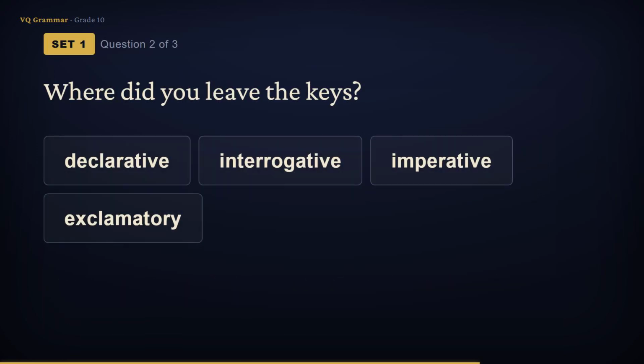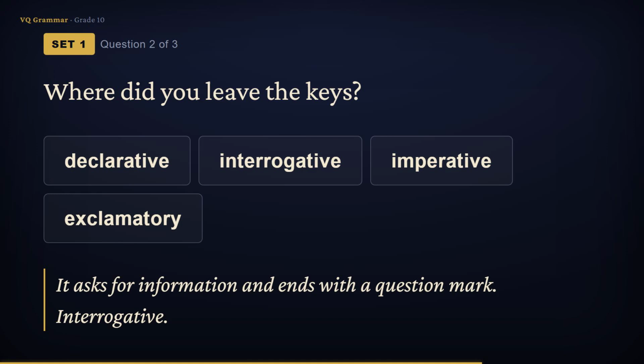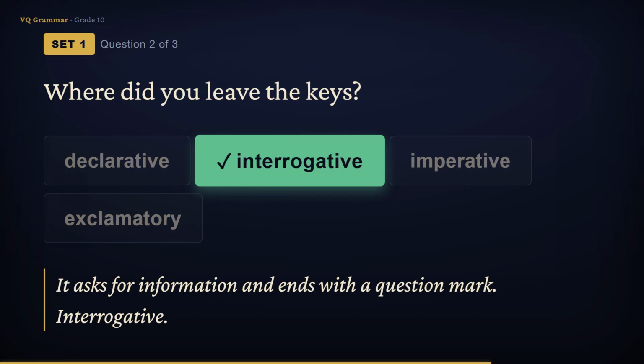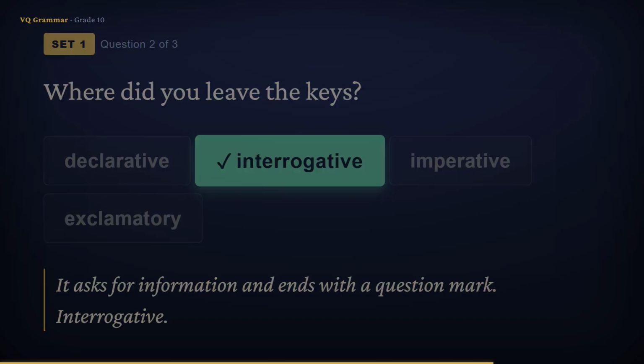Where did you leave the keys? Listen to what this sentence wants. It is reaching out for information and waiting for an answer to come back, and it closes with a question mark. That makes it interrogative.